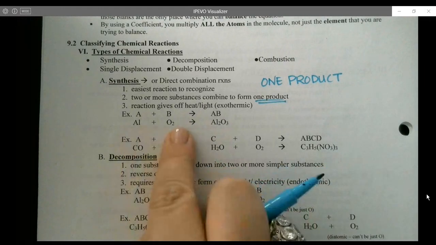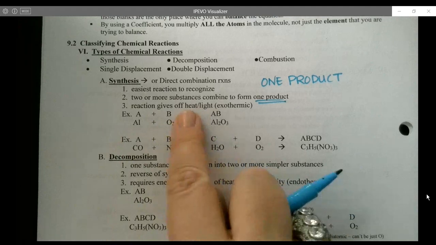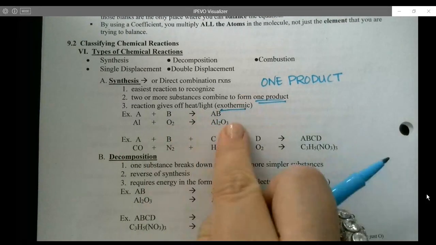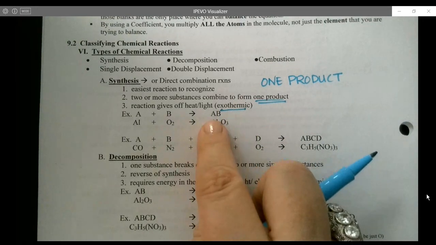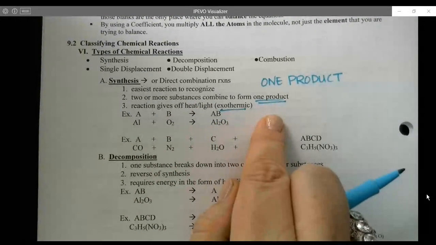Here we had aluminum and oxygen come together to make aluminum oxide. So when we build bonds, it is an exothermic reaction. We give off heat. Because think about it, if we break bonds, we need energy to break the bond. So in this case, we're not breaking the bond, we're building the bond. So here, thereby, we are letting go of heat.